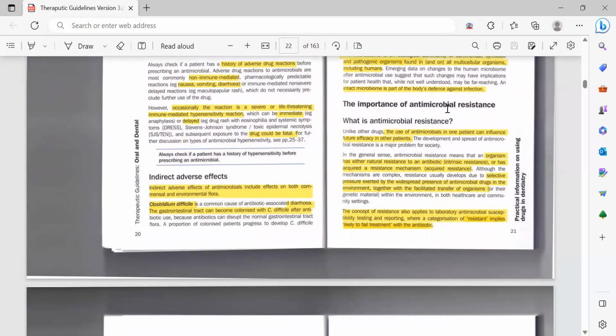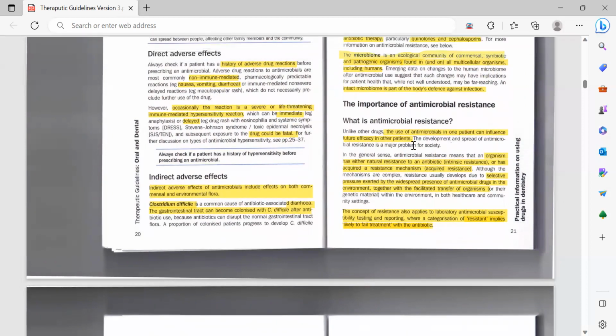Then what is the importance of antimicrobial resistance? What is antimicrobial resistance? Unlike other drugs, the use of antimicrobial in one patient can influence future efficacy. As I have told you before, antibiotic resistance is not only a person problem, it is a community based problem. So that's the reason they are very particular about this thing. The development and spread of antimicrobial resistance is a major problem for society.